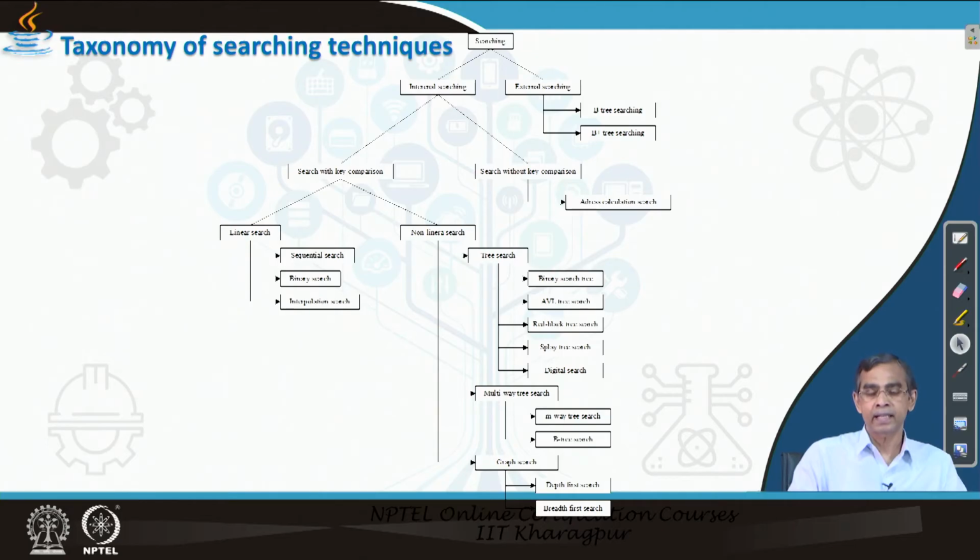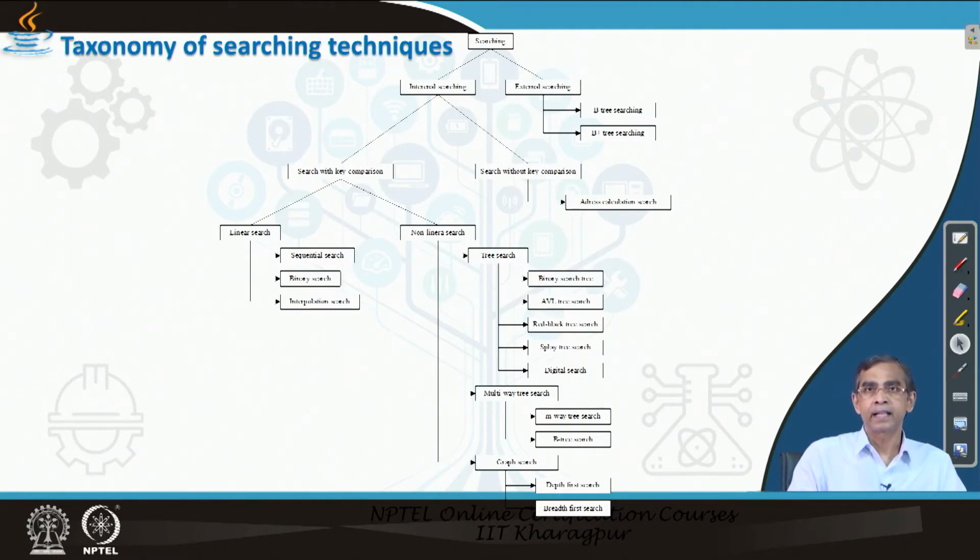Now, again, the internal searching techniques available can be broadly classified into two classes. They are search with key comparison and search without key comparison. Search without key comparison means we will not need to compare two keys while we are searching for the target key. We will discuss how searching without key comparison can be accomplished. The next is search with key comparison.